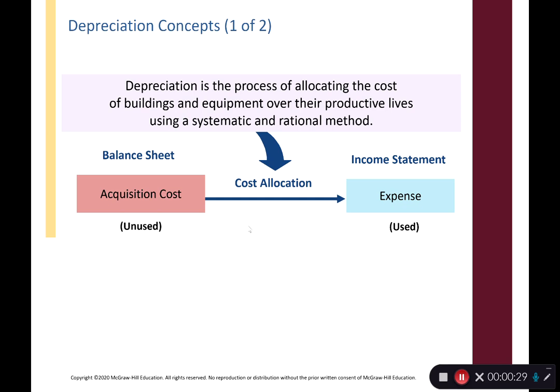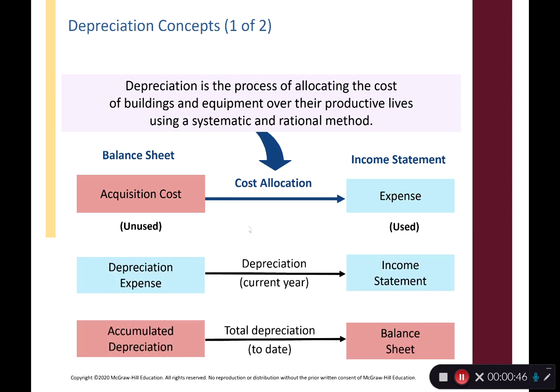Over time, its value is decreasing. So we need to reflect the fact that we paid, say, $50,000 for our new car, and as we use it up each year, part of that $50,000 should be expensed each and every period, which would then impact our income statement. So depreciation expense represents the current year amount of our asset that we've used up. That shows up on our income statement.